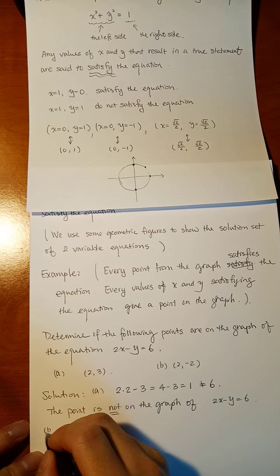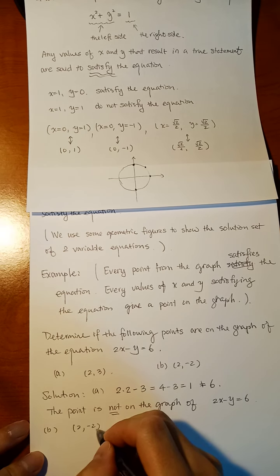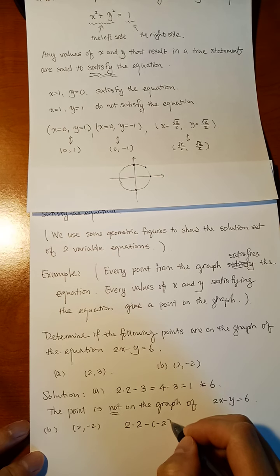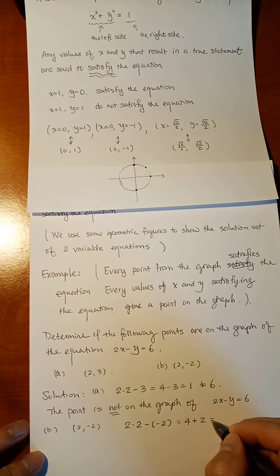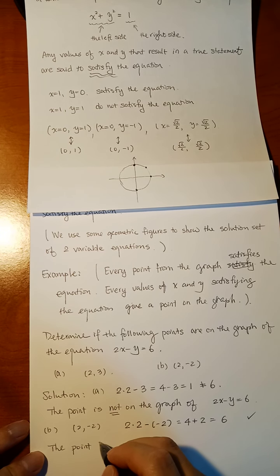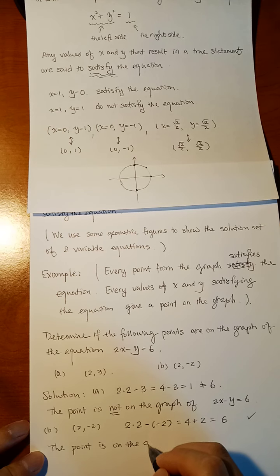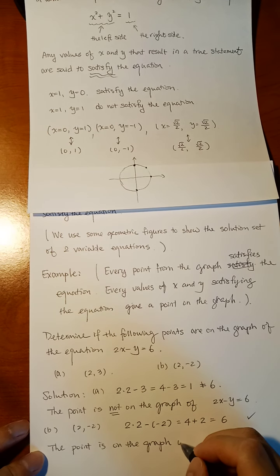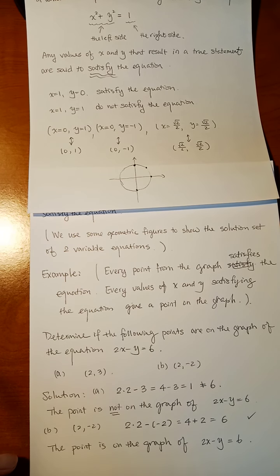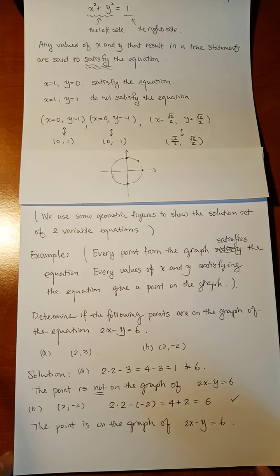This is A, and B is (2, negative 2). Let's check. 2 times 2 minus negative 2. Just be careful: 2 times 2 is 4, 4 minus negative 2 is plus 2, which is 6. You do have the right side. It checks, so the point is on the graph of 2x minus y equal to 6. It's not that bad.